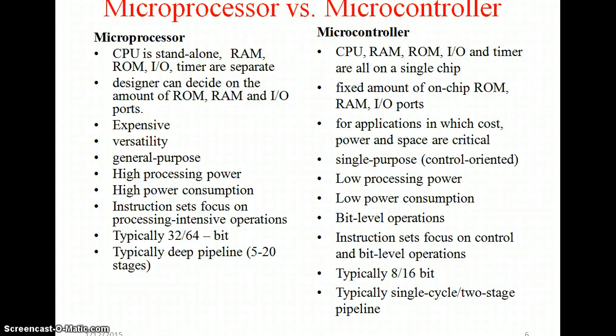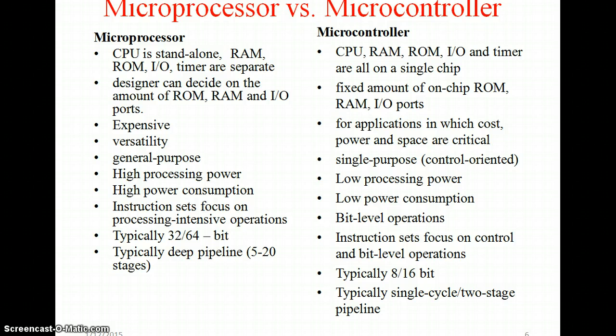First, in microprocessor, the CPU is standalone; RAM, ROM, input output, timer are separate. In microcontroller, CPU, RAM, ROM, input output and timer are all on a single chip. Second, in microprocessor, the designer can decide on the amount of ROM, RAM and input output ports required to make a computer, but in microcontroller, a fixed amount of on-chip ROM, RAM, input output is embedded on a single IC.